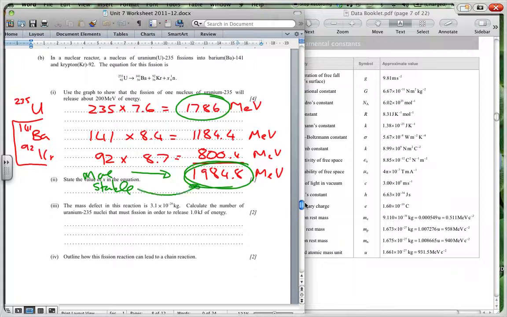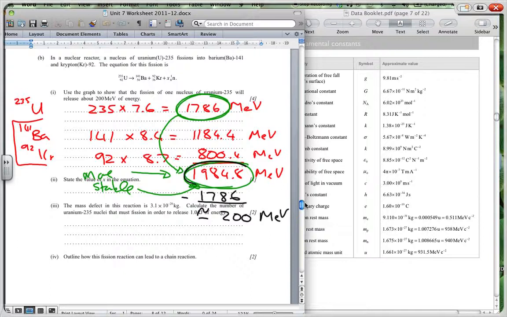You're going to need this amount of energy to separate into its constituent parts than before. So the uranium was less stable, and therefore this amount of energy, when it went from there to there, it had to give out about 200. If you subtract this 1984 and you subtract from that minus 1786, you get about 200 MeV. That was actually released, because this is at a more stable energy state.